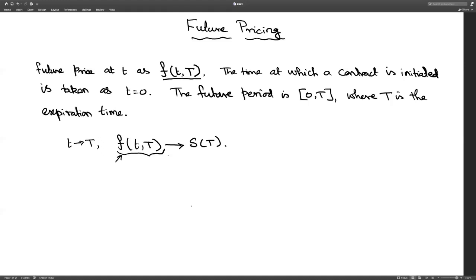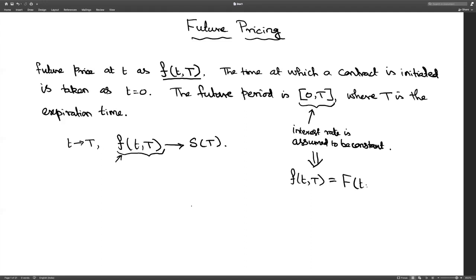In fact, the theorem that we are going to state now is actually going to establish this relationship. It tells you something even stronger. The theorem says that if the prevailing interest rate is assumed to be constant throughout the future period, that is during this interval, then we will have the future price is the same as the forward price. That is the theorem.